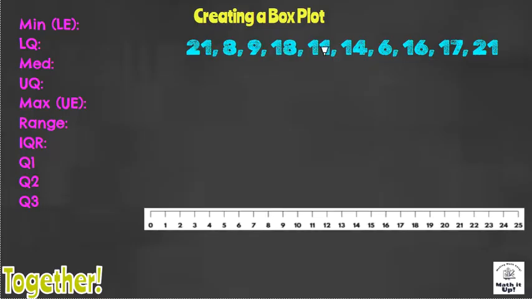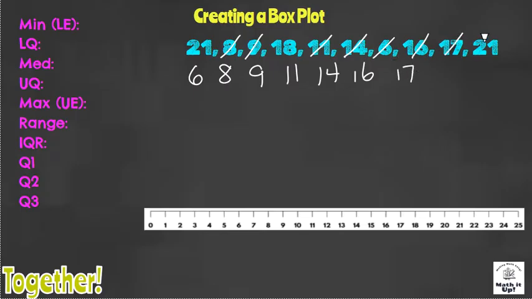So I'm going to look for my lowest number as I scan through. Looks like we have 6 first, and then we have an 8, a 9, an 11, a 14, and you just hope that you don't miss one and you have to start over. A 16, a 17, and a 21. Oh, I did it. I missed the 18. Hold on. Let's do that first. 18, then this 21, and then there's one more 21.